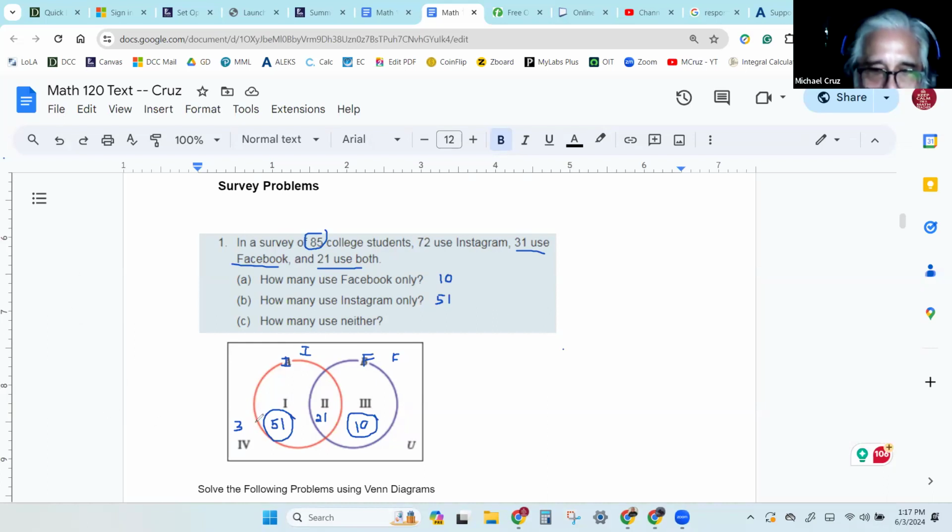So now here, how many use neither? Well, it's just basically saying how many are not in the union of Instagram and Facebook. Well, that's these folks out here. That's the 3. That's the neither. Okay? Questions? If you got anything, make sure you understand it. We're going to do another one.